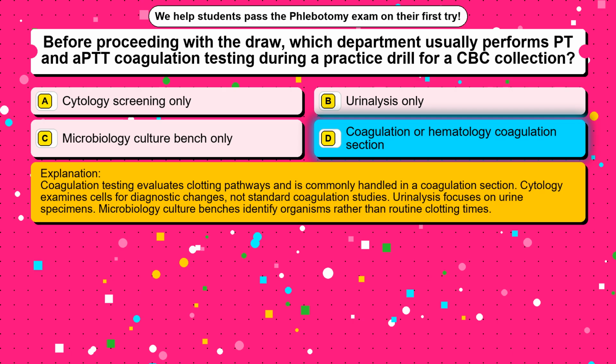Coagulation testing evaluates clotting pathways and is commonly handled in a coagulation section. Cytology examines cells for diagnostic changes, not standard coagulation studies. Urinalysis focuses on urine specimens. Microbiology culture benches identify organisms rather than routine clotting times.